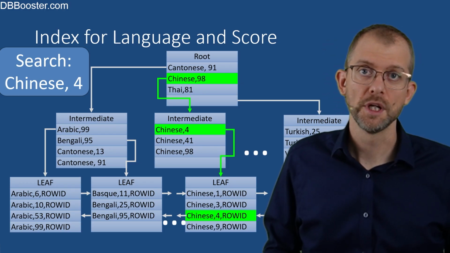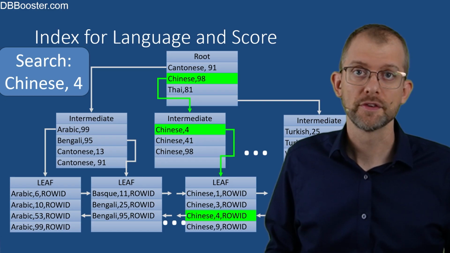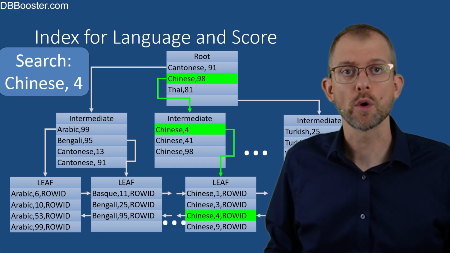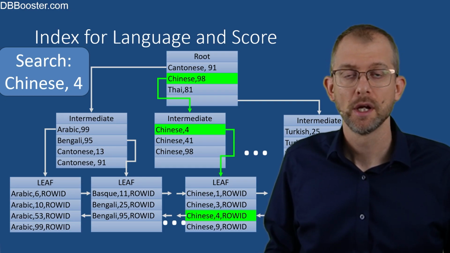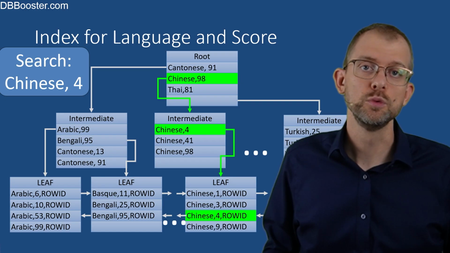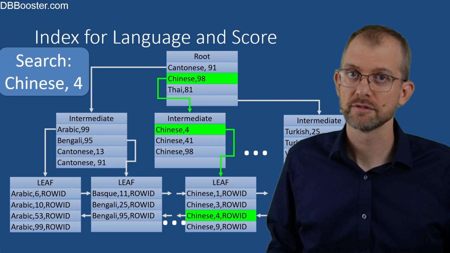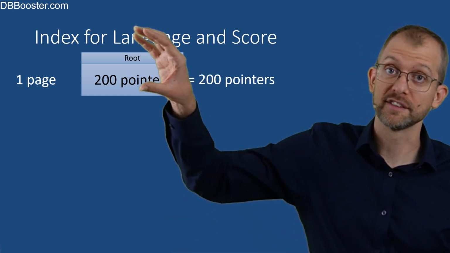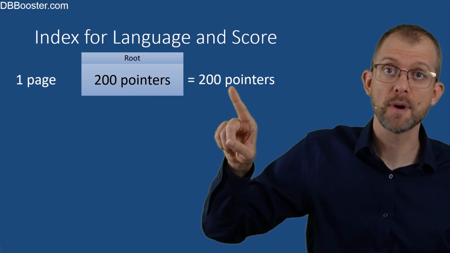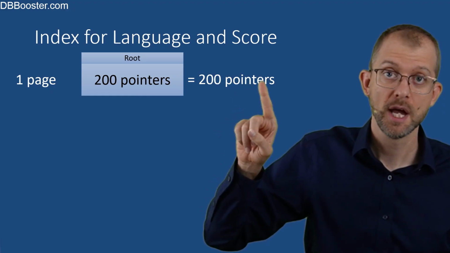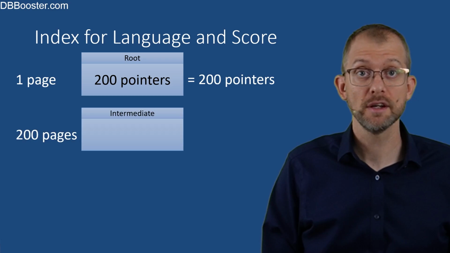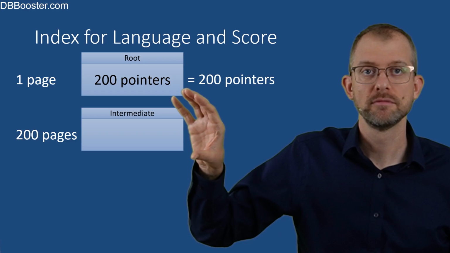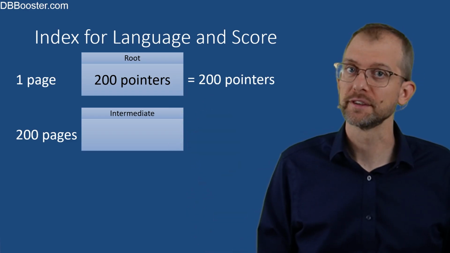For the column language, which is a character-based value with an average of, let's say, 8 characters, and score, which is an integer of 4 bytes, it's fair to assume that the root wouldn't hold just 3 to 5 entries. Instead, it could easily hold around 200. So the root can hold about 200 pointers. Each pointer leads to an intermediate level. It means we have 200 intermediate pages. Each of those can hold another 200 pointers.